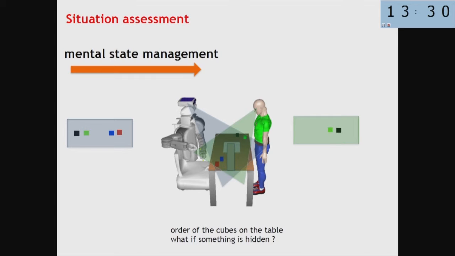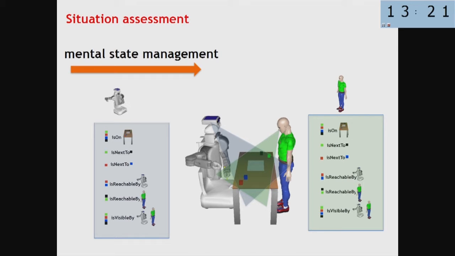It is the same if there is an obstacle on the table. The robot needs to know, for example, that part of the table is hidden from the human. So what we are doing is that we maintain a state of the world for the robot and another one from the human point of view.